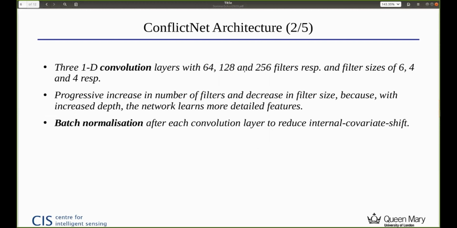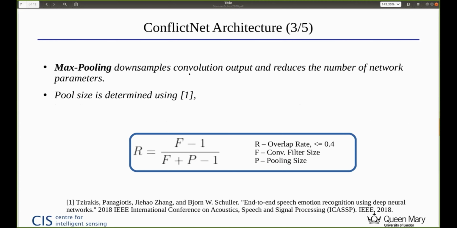This is because of the fact that with increased depth, the network learns more detailed features. And after each convolution layer, we have done batch normalization to reduce the internal covariate shift effect and to speed up the training. We found that instead of using convolution with strides, it is better to use max pooling layers to downsample the output and to reduce the number of network parameters.